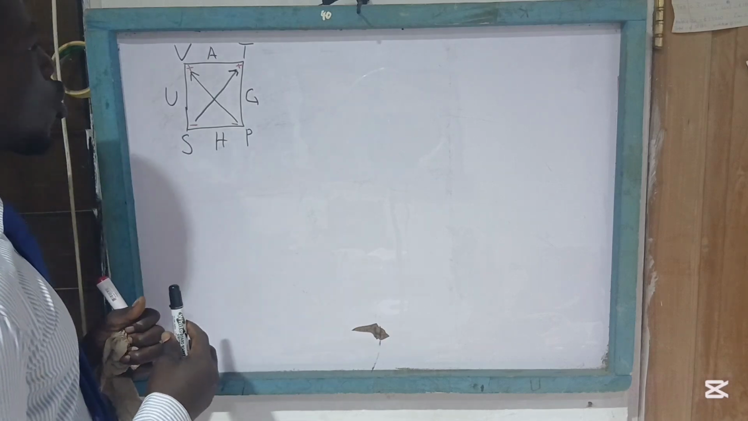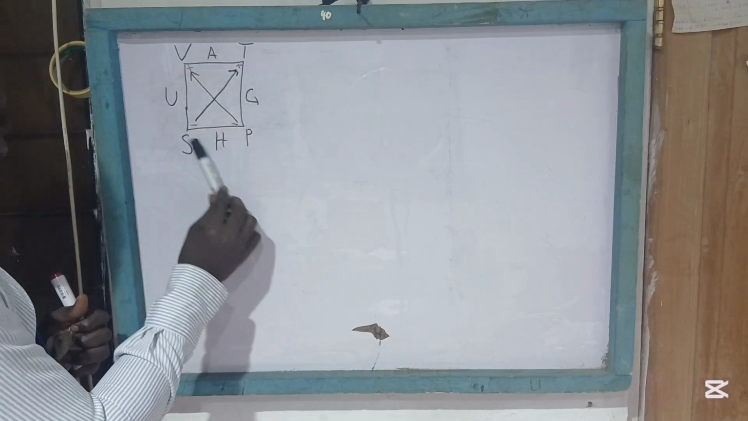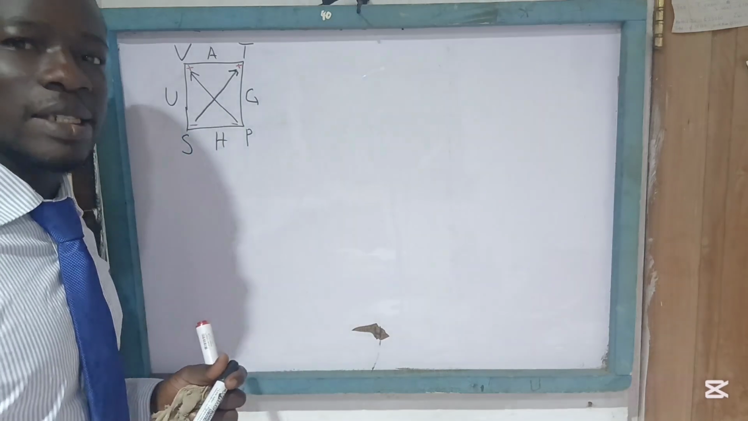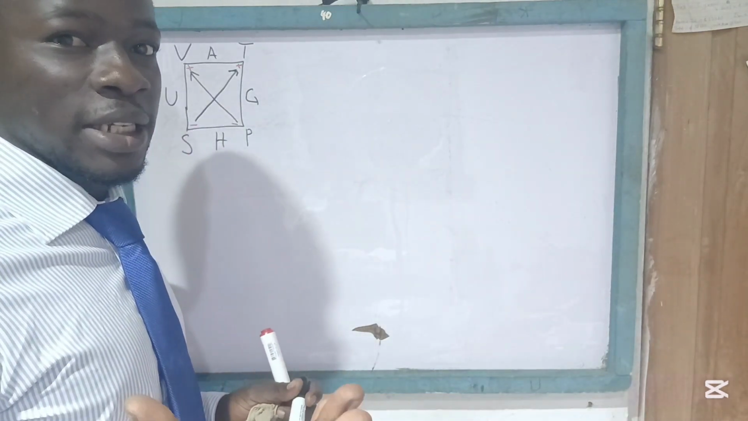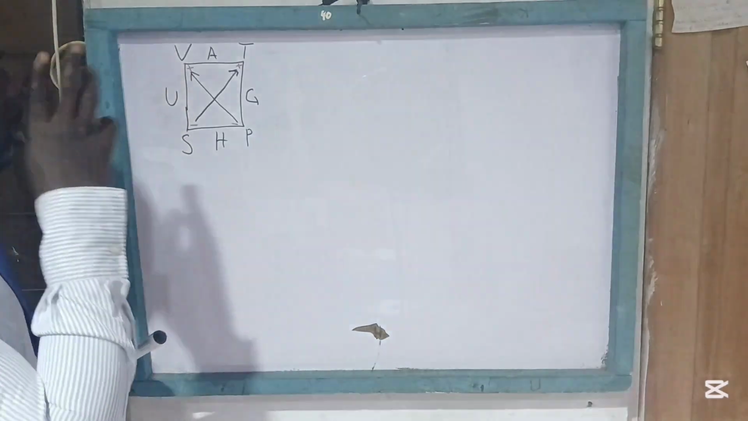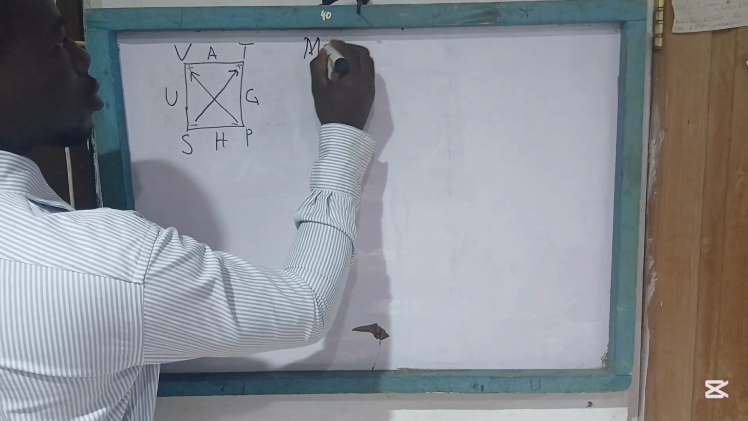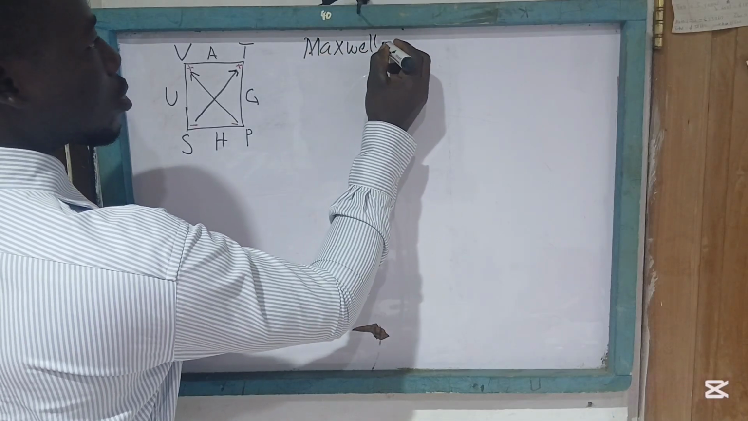Well, now, first of all, we are going to go around the box and then inside the box. And each of them is going to give us a corresponding relation, identity. So let's start with Maxwell's relations.